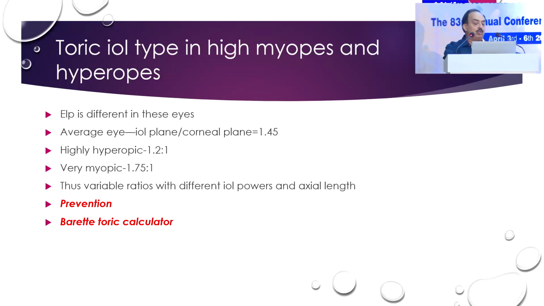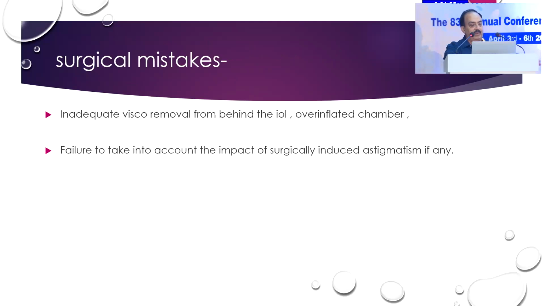And then we have to know that in high myopes and high hyperopes, the effective lens position is something we have to understand. In the average eye, the IOL plane to corneal plane power ratio is 1.45, whereas in highly hyperopic eyes it is 1.2:1, and in very myopic eyes it is 1.75:1. The prevention is always to use higher end formulas like the Barrett Toric calculator, which takes care of this ELP.